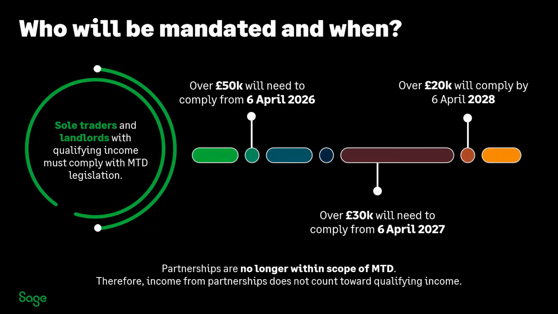Now, the scope of who is impacted by this legislation has changed slightly, and HMRC have decided that income from partnerships no longer counts towards qualifying income.